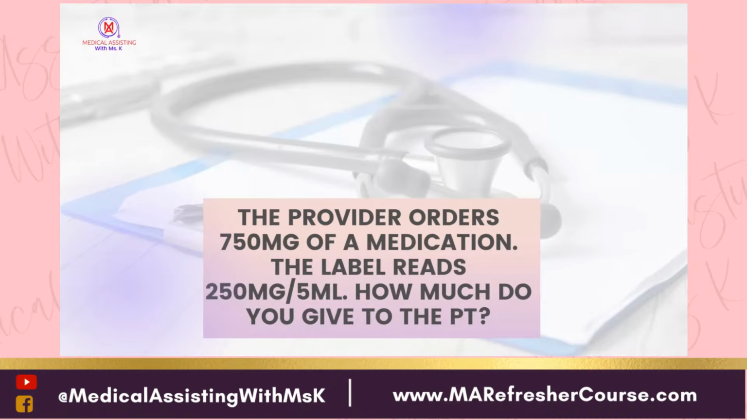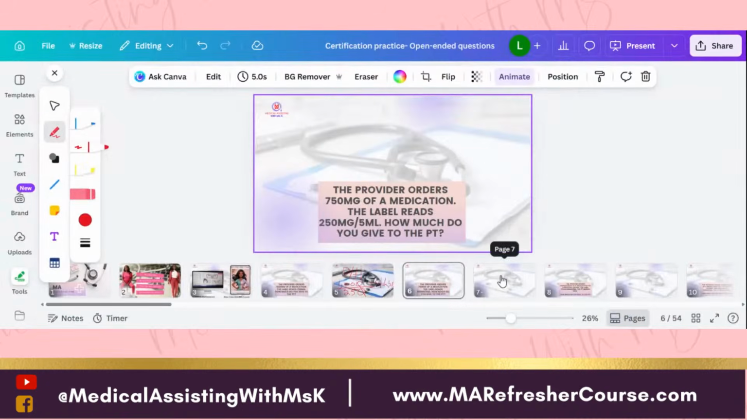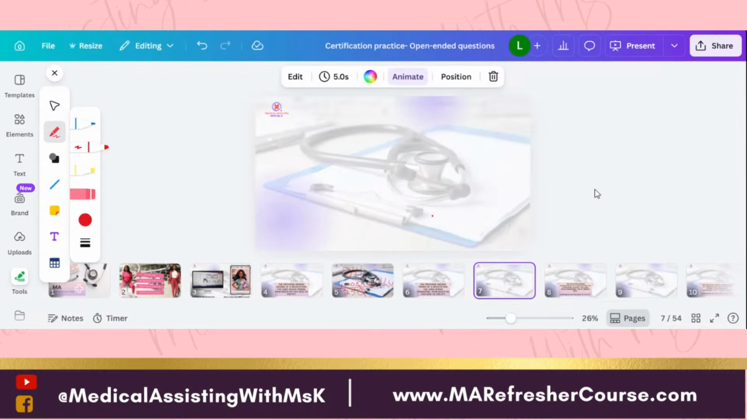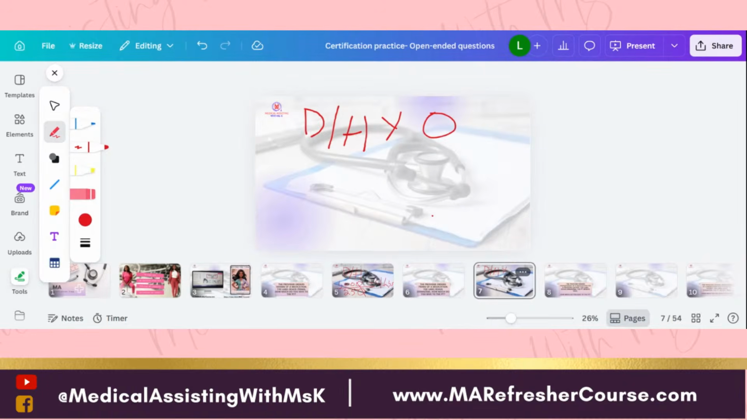Now, I'm going to go back like I did before, and I'm going to work it out on the screen for you guys. So let's go back to it. He wanted 750 milligrams. In this case, we're going to have the D over H, but this time, because you see that 5 milliliters is a liquid, we're going to add the Q, okay? When you see milliliters, you know it's a liquid, so we're going to add the Q, okay? So he wanted 750 milligrams, right?